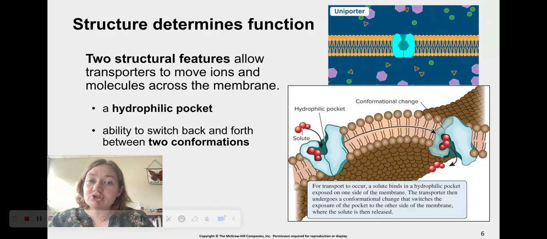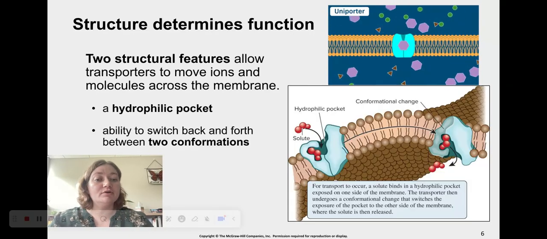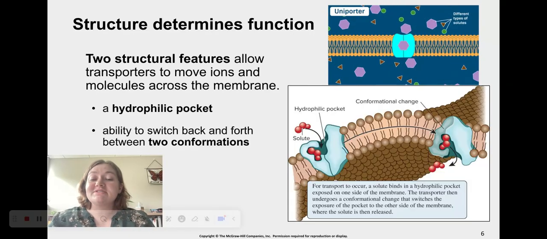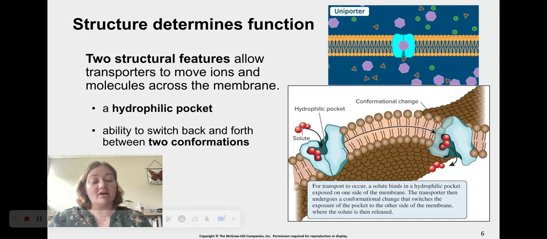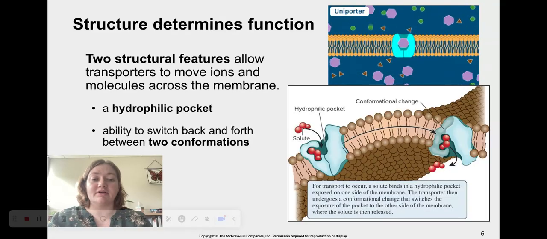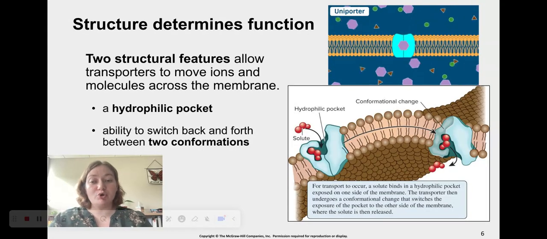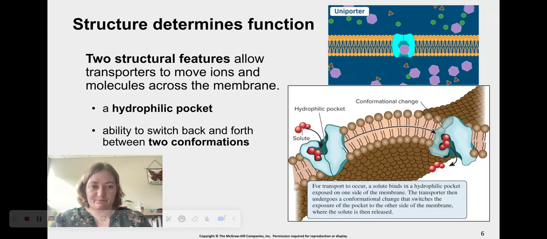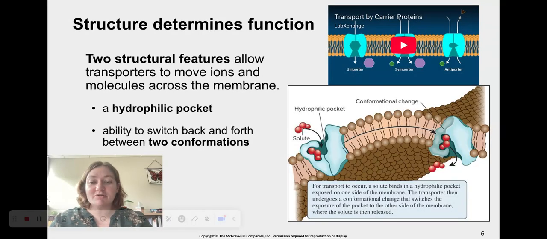But again, we're still talking about facilitated diffusion. So that means we're still moving these solutes across a gradient, going with the gradient from areas of high concentration to an area of low concentration, right? Because we're moving with the gradient, we do not need any energy. Just like simple diffusion doesn't need any energy, facilitated diffusion doesn't need any energy.